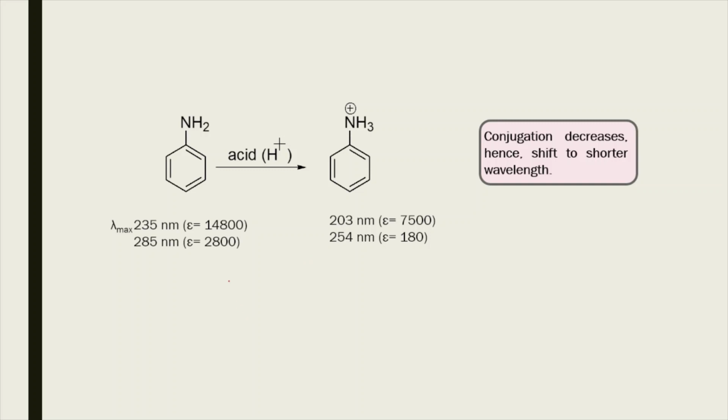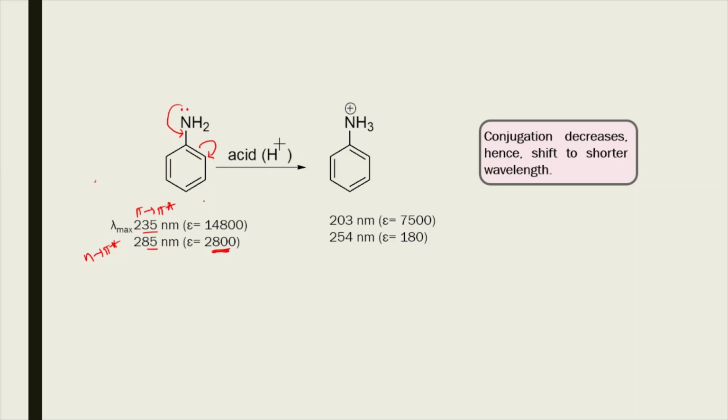Another example is the aniline. Here this is 235, 285. Now on the basis of this intensity value, this is n to pi star transition and this is pi to pi star transition. Now in this aniline, the lone pair of electrons is taking part in the resonance.